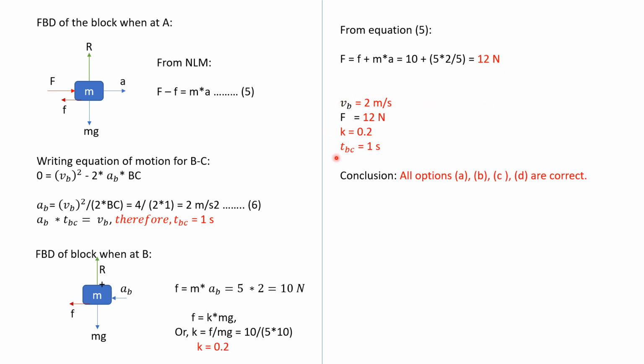So we can collect all the results over here. Velocity at B, which will be maximum, is equal to 2 meter per second. Applied force capital F is equal to 12 Newton. Coefficient of friction K is equal to 0.2. Time taken from B to C for the block to reach rest is 1 second. So all options A, B, C, and D are matching with it. So all options are correct.